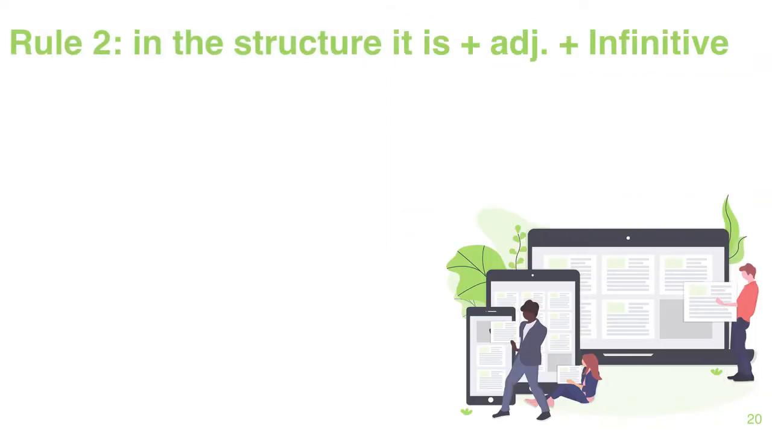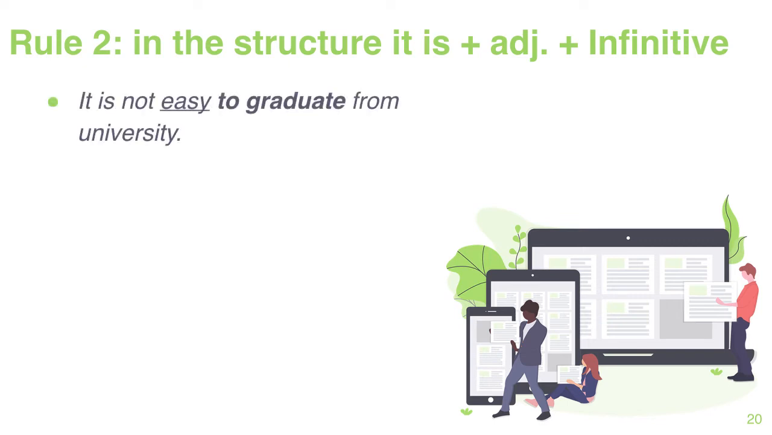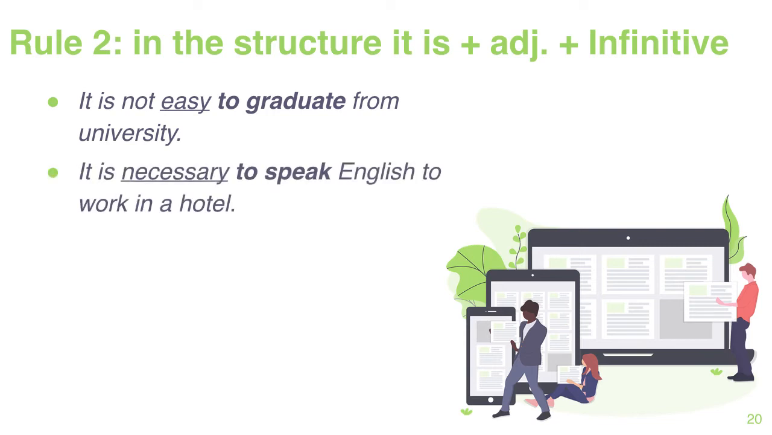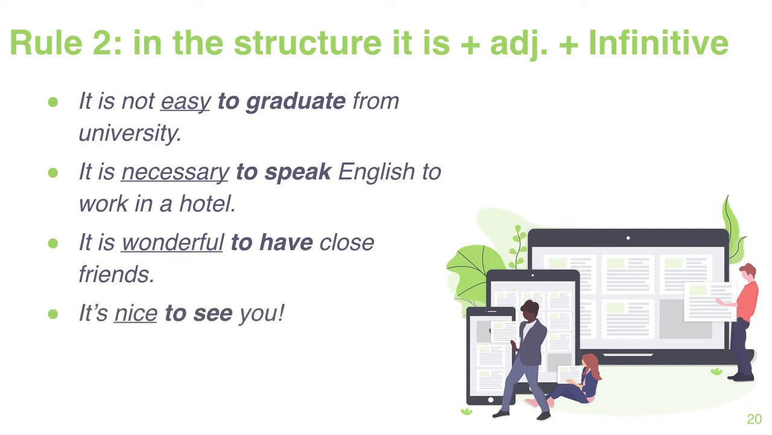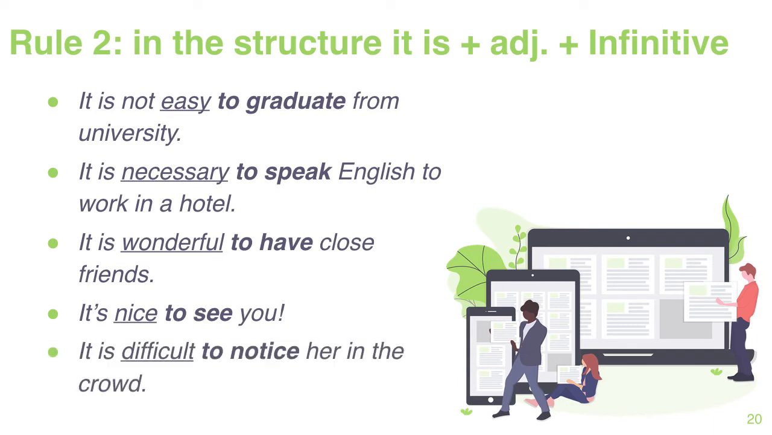Now let's move to rule number 2. In the structure, it is plus adjective plus infinitive. Let's have a look at the following examples. It's not easy to graduate from university. It's necessary to speak English to work in a hotel. It is wonderful to have close friends. It's nice to see you. It's difficult to notice her in the crowd.